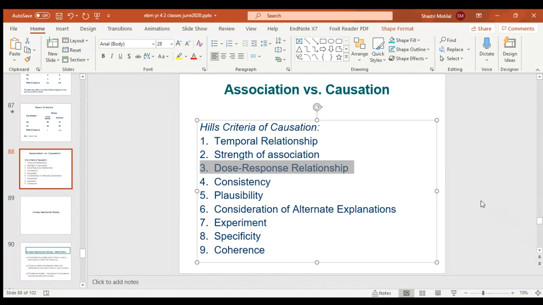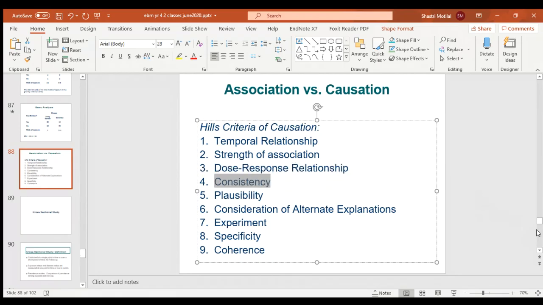Dose response relationship means the more of the exposure the person has, the more disease we see. So if a person has 30 pack years of smoking and we see 10% of them getting lung cancer, if we see a person now with 60 pack years of smoking, we would expect probably twice as many people or more to get lung cancer, much more than 10%. So it's a dose response relationship.